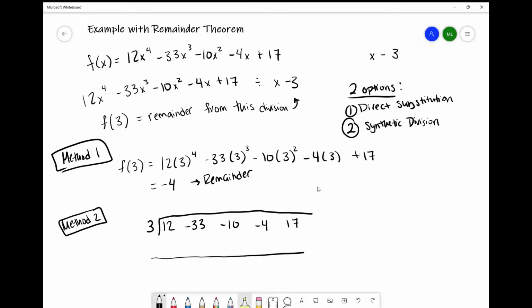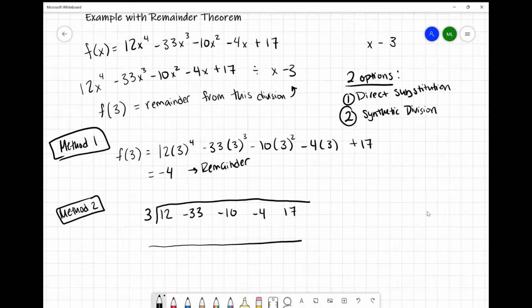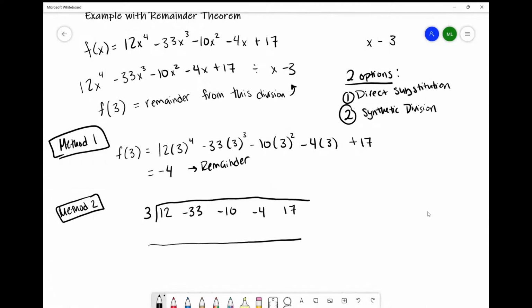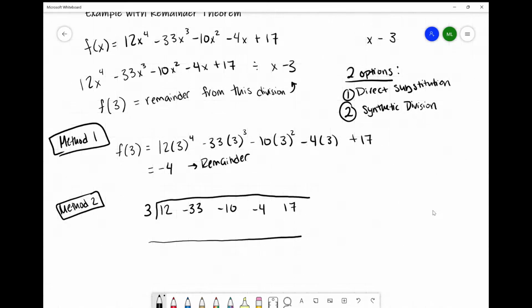I'm going to move this up a little bit just so you can see everything. The first one, we don't touch, bring that down. 12 stays the same. 3 times 12, we get 36. -33 plus 36, you would get 3. Then you would do 3 times 3, 9. And then add that, -10 plus 9, you get -1.